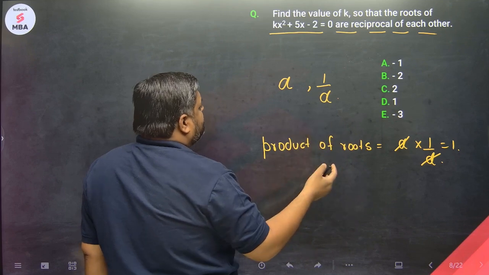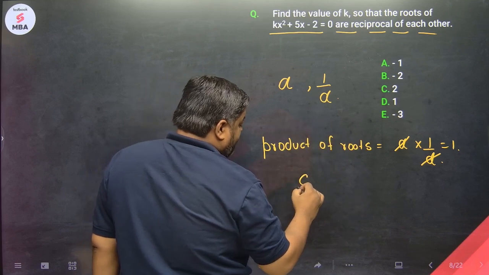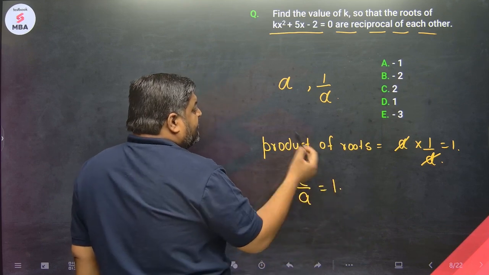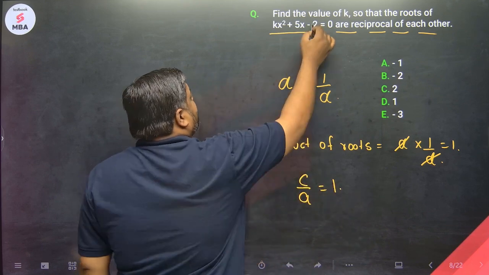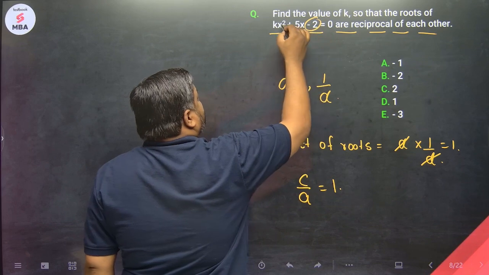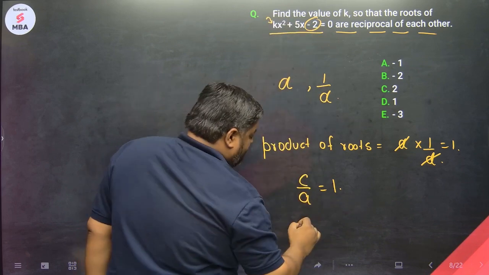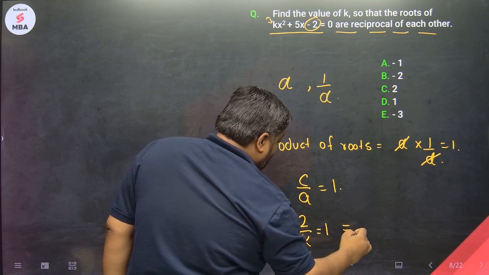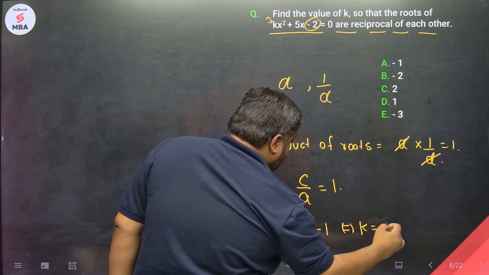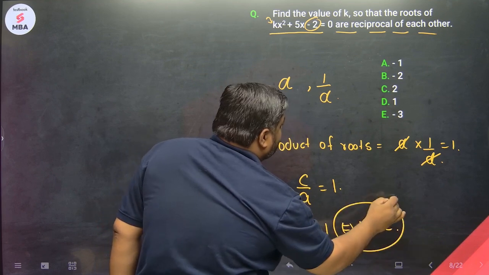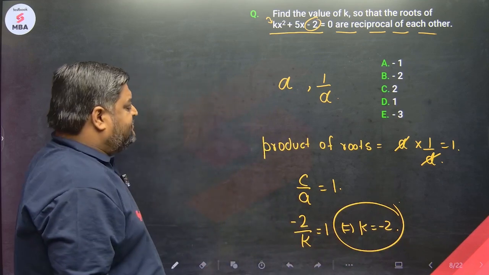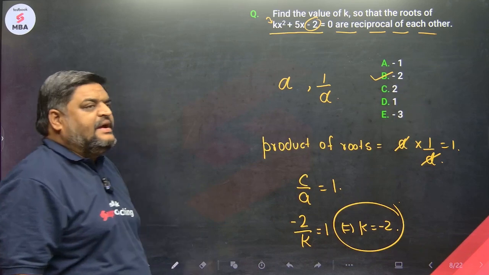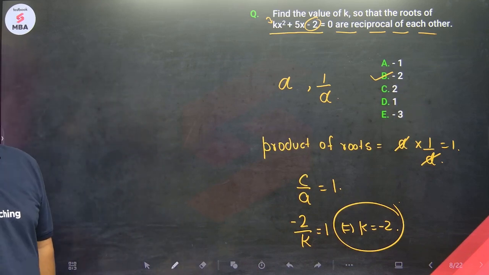And we also know that the product of roots is nothing but c by a. How is it calculated? c by a. So c by a is given as 1. What is c over here? Minus 2. What is a over here? k. So what do we have? Minus 2 upon k is equal to 1, or k is equal to minus 2 would be the answer. Option B. The value of k is minus 2.